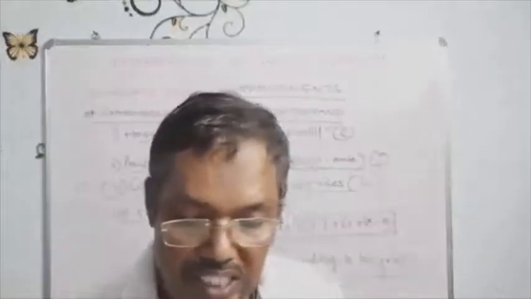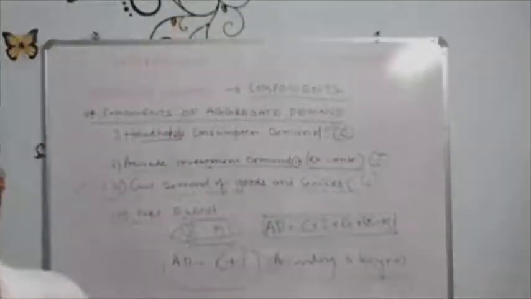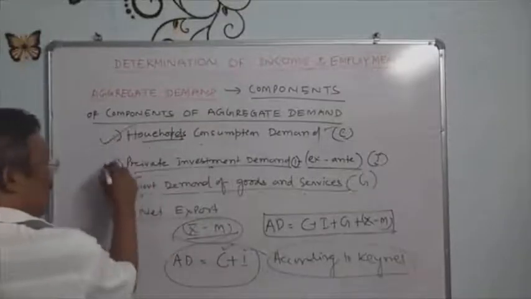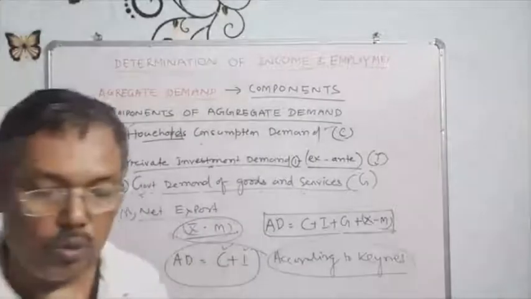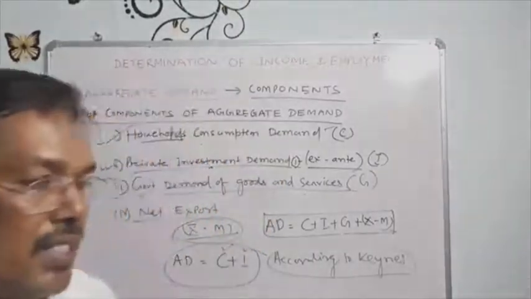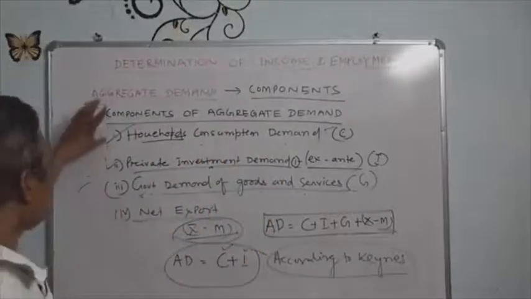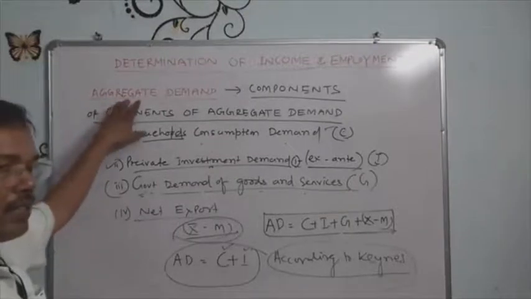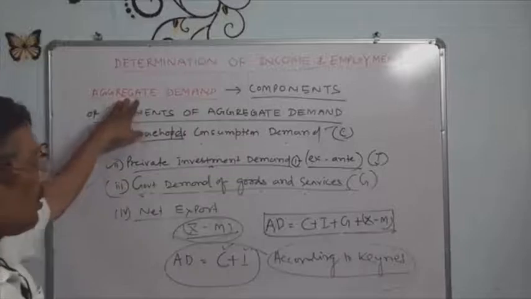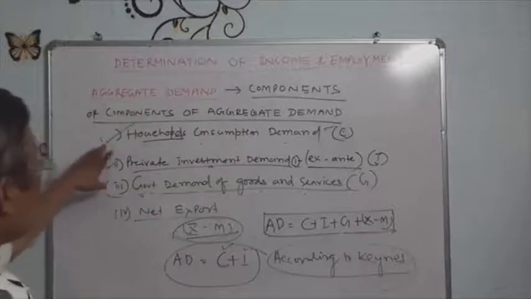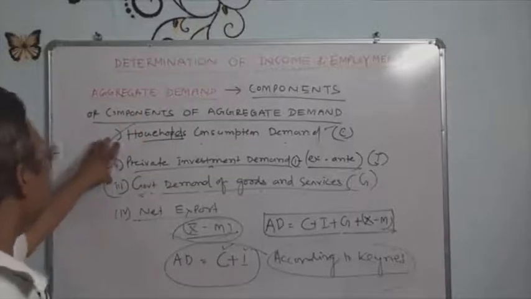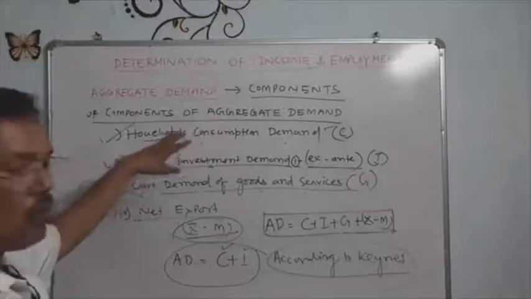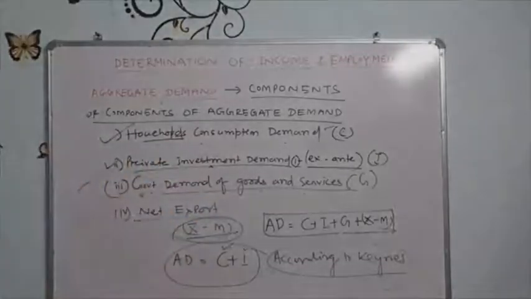Who says? Keynes. Keynes takes AD as the sum total of the first two components, that is household consumption demand and private investment demand. According to Keynes, all the analysis in this chapter will discuss only consumption and investment of aggregate demand. It means how consumption and investment make up aggregate demand and how it affects our economy, we'll discuss in the next video. Thank you very much.